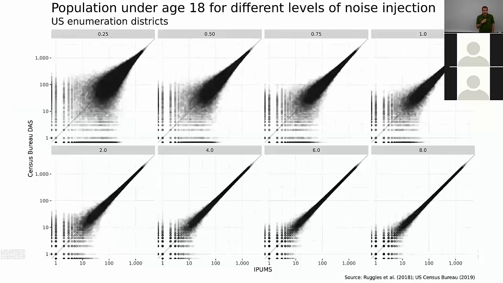This is the scatter plot at the enumeration district level. And here you can see that we have a number of cases, especially for lower values of epsilon, where IPUMS shows no individuals who are under the age of 18, and the differentially private data are showing people who are 18 and over in that enumeration district. And then the converse: the differentially private data has a 0 count for some enumeration districts, and IPUMS is showing up to over 100 people who are under the age of 18 in that ED.